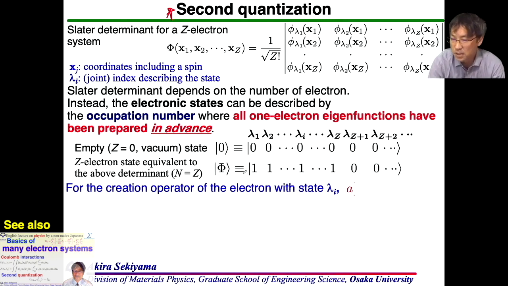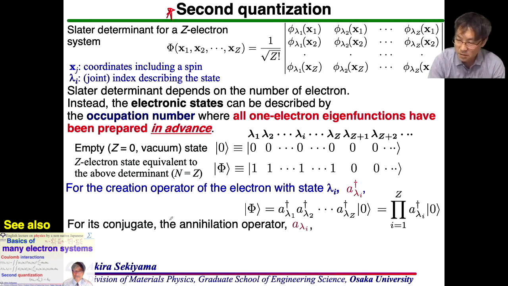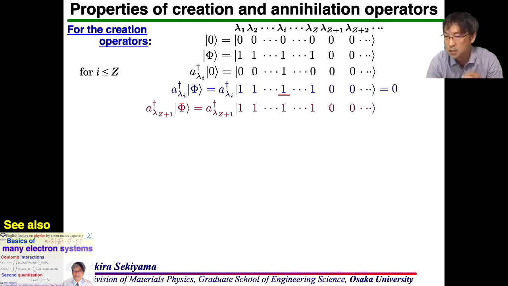In order to describe this state from the vacuum state, I introduce the creation operator of electron, a lambda_i dagger, as this one. We can also consider its conjugate, the annihilation operator of the electron, a lambda_i.